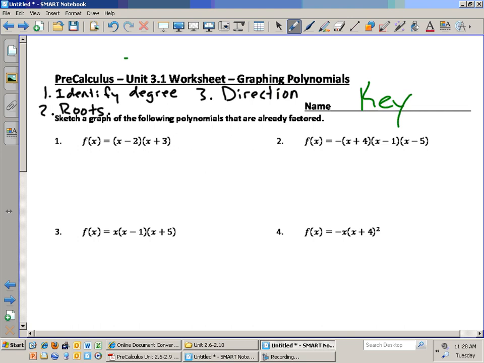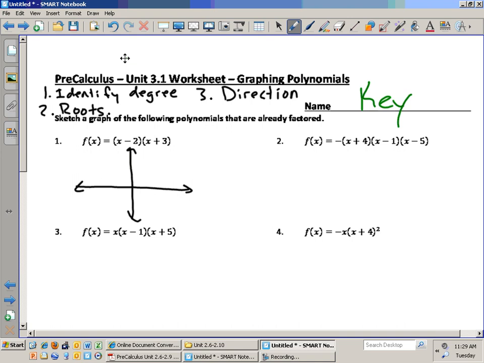The first one, can you identify the degree of that polynomial? x minus 2 times x plus 3. It's a second degree because you have x times x makes x squared. So this is going to look like a parabola. Then let's identify the roots. Roots, solutions, and zeros all mean the same thing. These are already factored all for you.